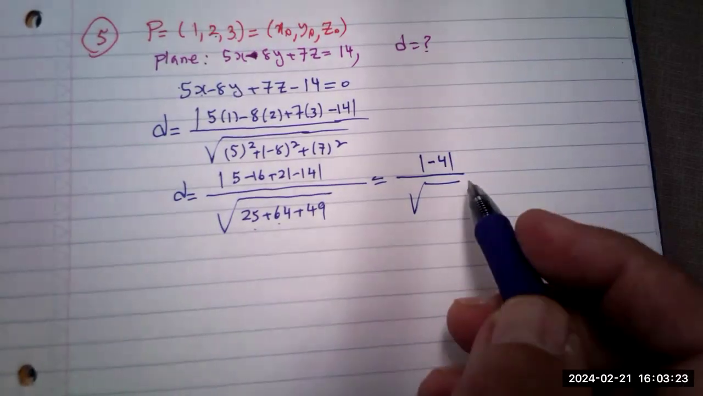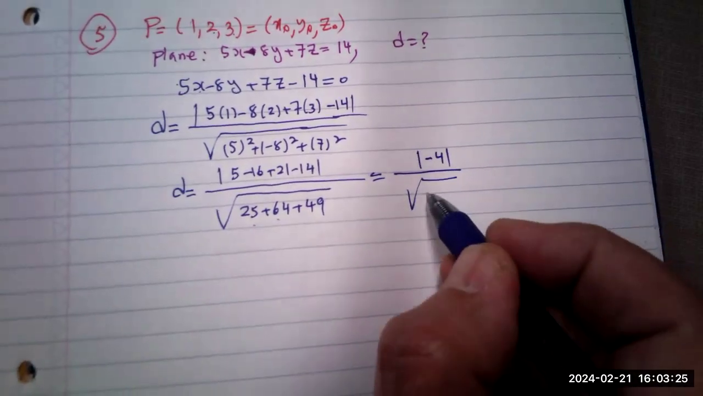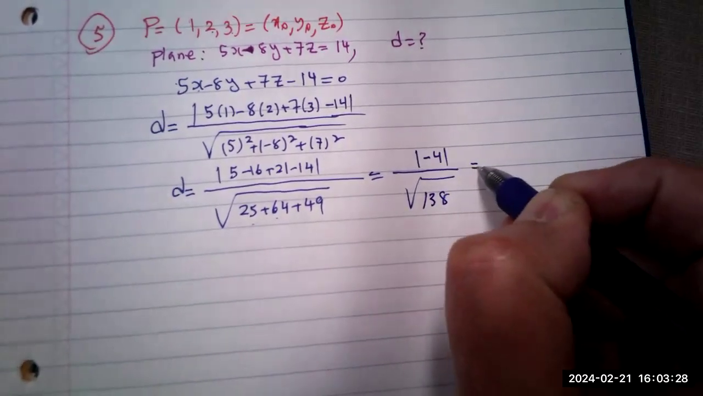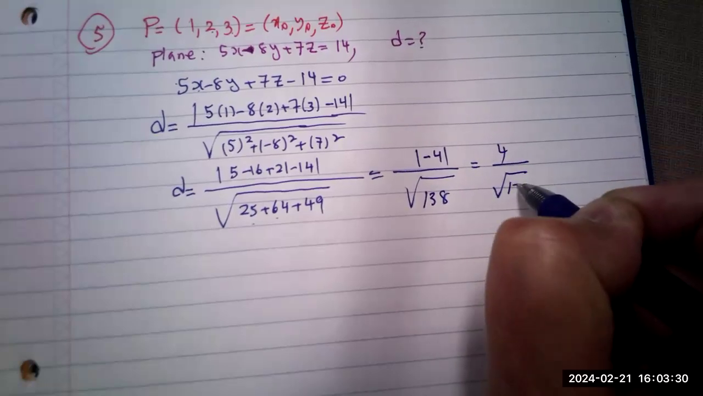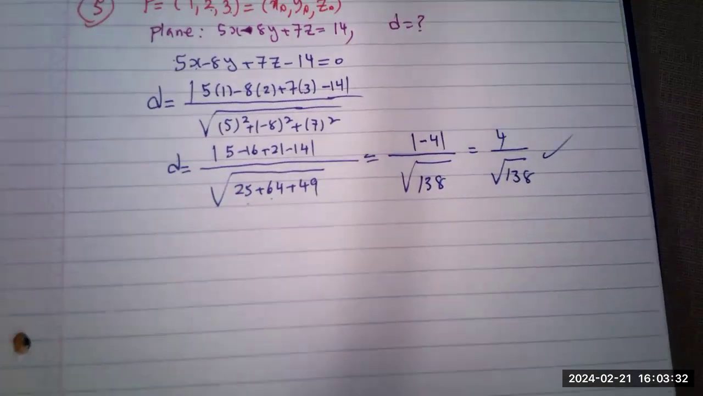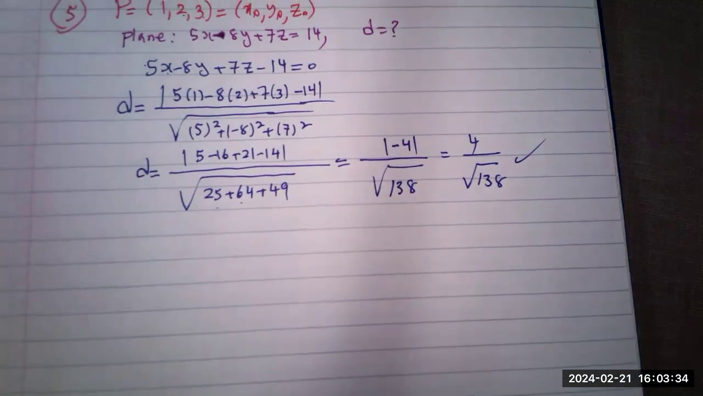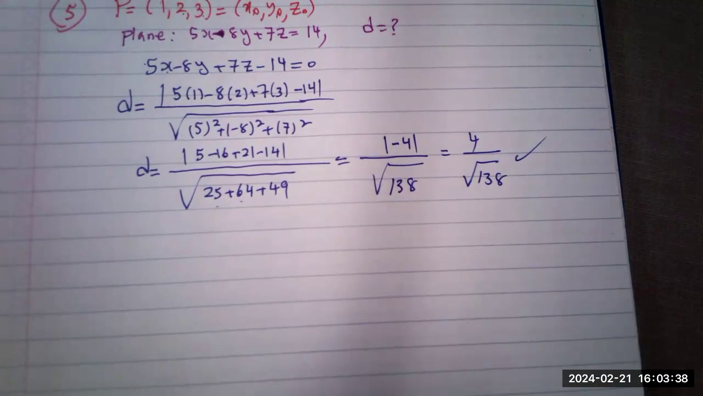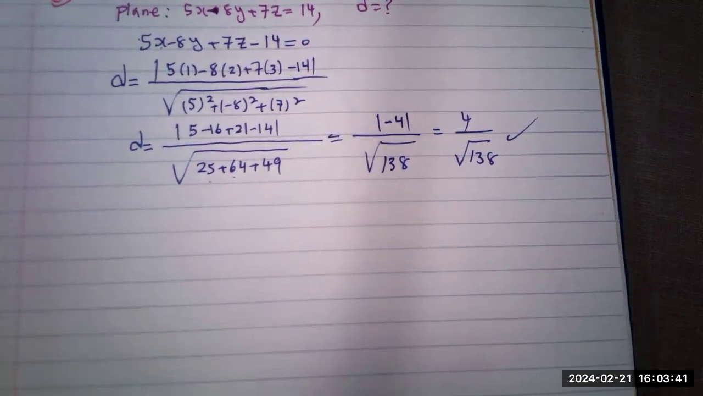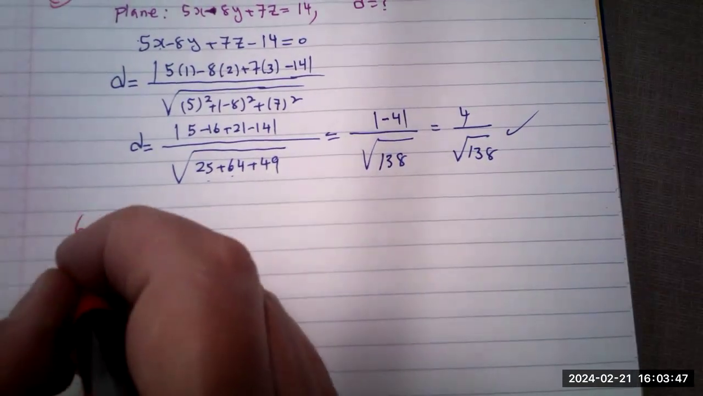Okay. So that gives you 4 over the square root of 138. Just make sure you use the proper formula. Okay, any questions? That's number 5, distance between the point and the plane. Checking number 6.